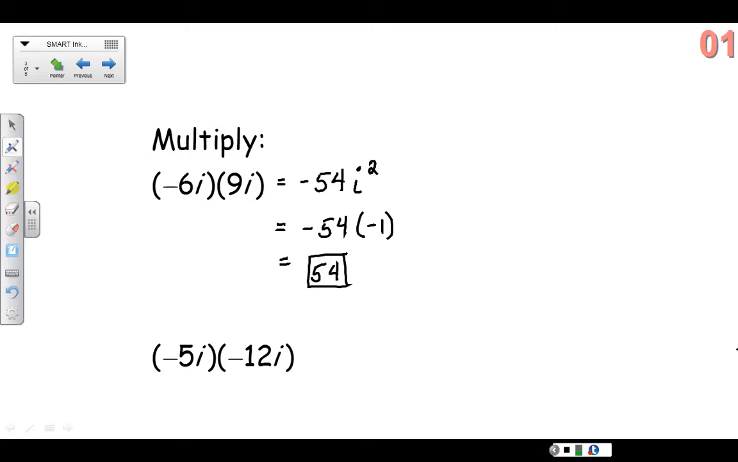Okay, let's look at this next one. -5i times -12i. -5 times -12 would be a positive 60, but i times i gives us i squared. Now we know we're going to replace the i squared with -1. So that's 60 times -1, which will give us -60. Pretty easy.